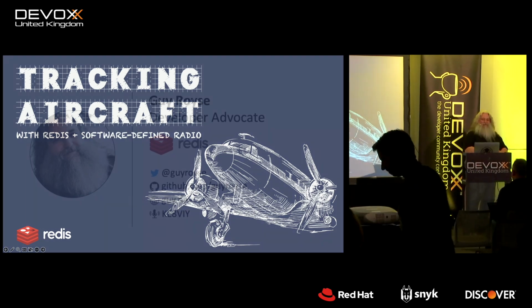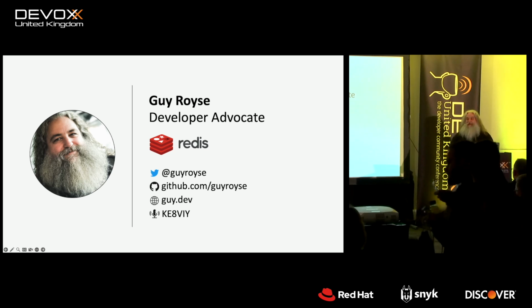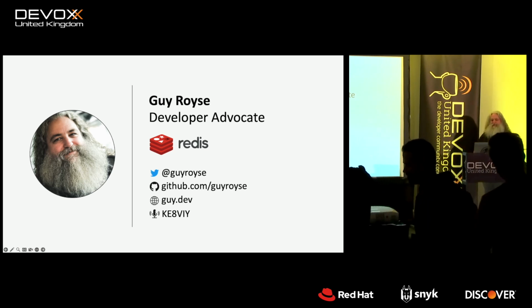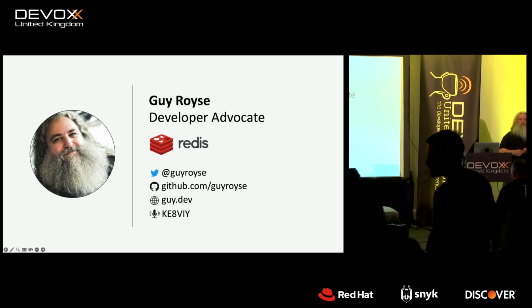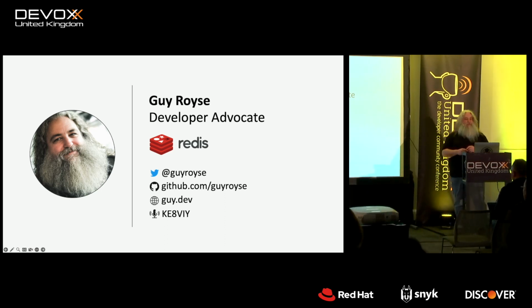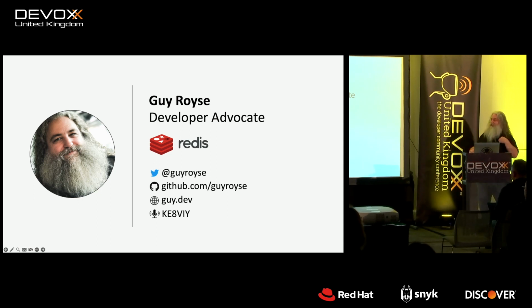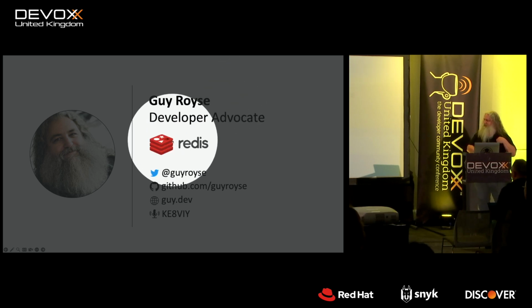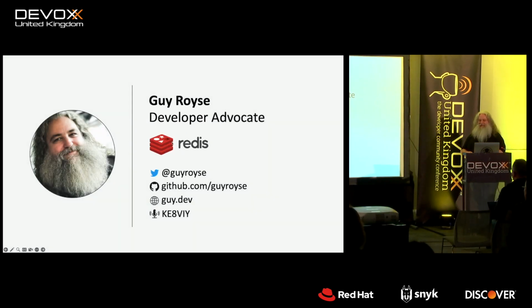So, my name is Guy Royse. I'm a developer advocate at Redis. I like to joke and say that there are three things that matter on this slide. And I think it's true, actually. There's a thing that matters to you, there's a thing that matters to me, and there's a thing that matters to my boss. And you guess what the thing that matters to my boss is? Yeah. I work for Redis.